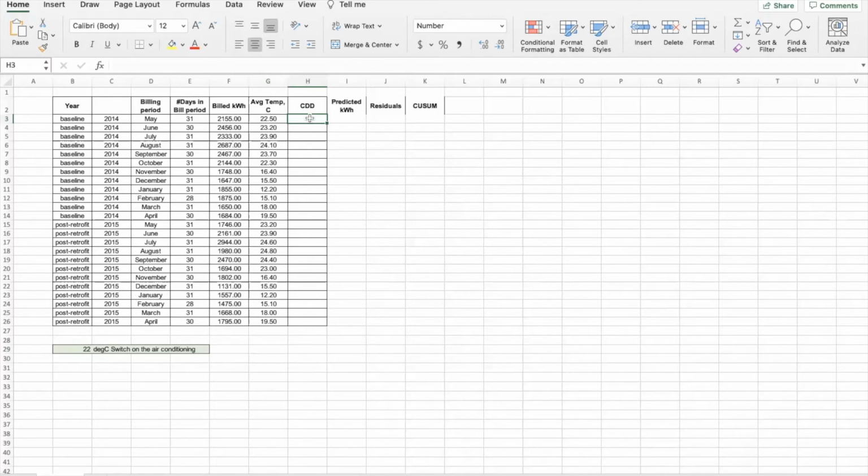In contrast, for HDD, it will change. If I also set the standard temperature at 22, when the temperature rises above 22, HDD will be 0. But if it falls below 22, let's say 20, then we have a difference of 2, and multiply by the number of days.